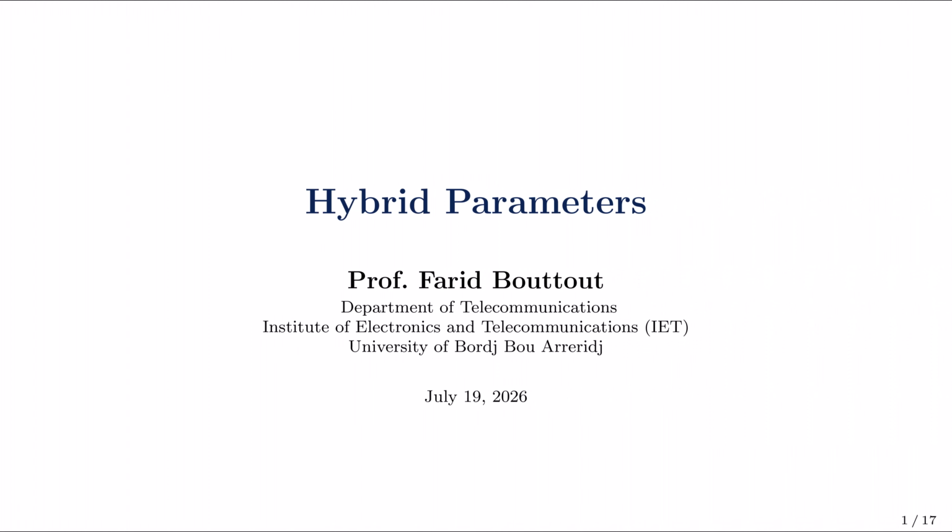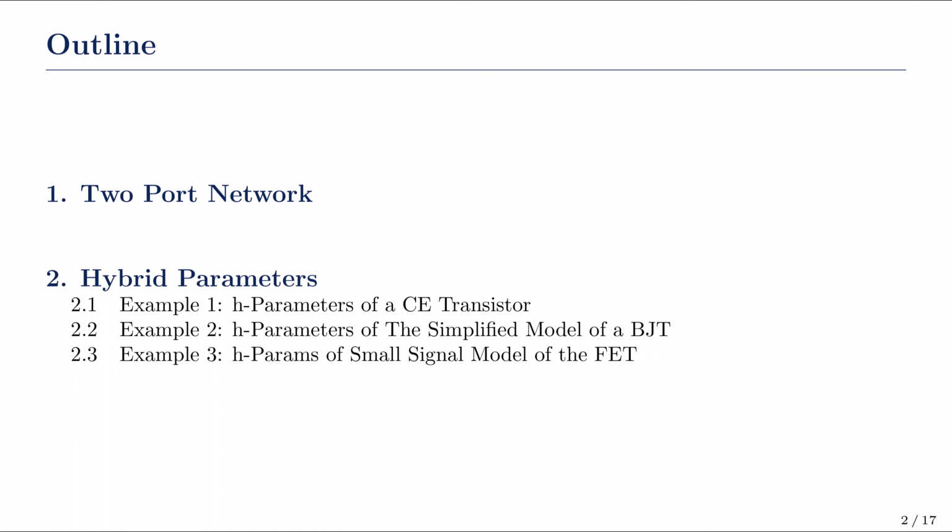Good morning. In this part of the course, we continue our study of two-port network parameters by introducing hybrid parameters, commonly called H parameters. The H parameter representation is particularly useful for modeling electronic devices and transistor circuits because it combines voltage and current variables in a convenient form. We will first define the H and G parameter sets, and then apply the H parameter formulation to several transistor models. This part begins with a brief review of the two-port network.